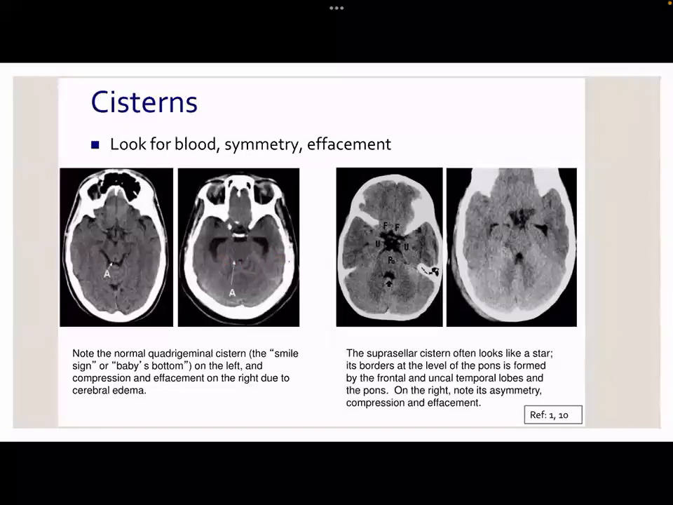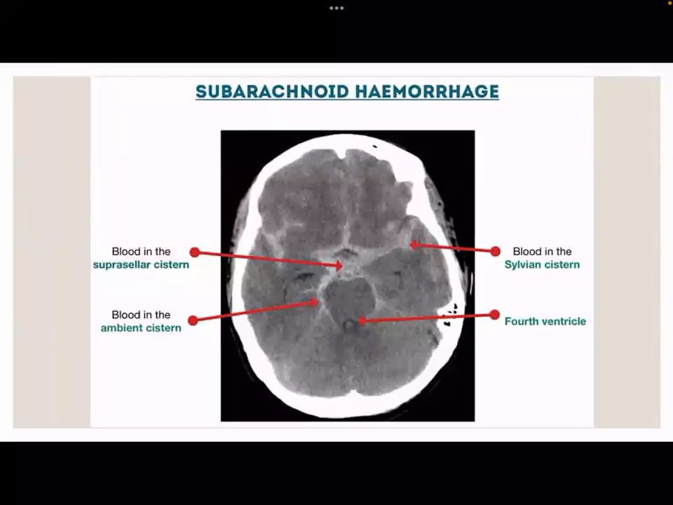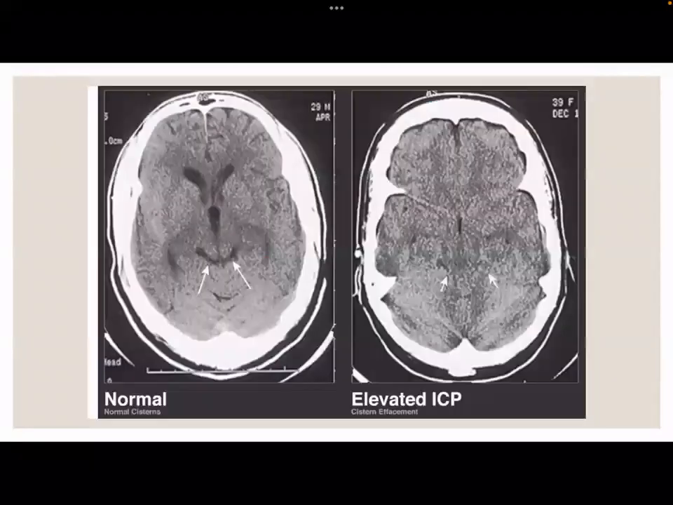Also, this is the suprasellar cistern, which normally has a star-shaped appearance. But on the right, we note the asymmetry due to compression and effacement of the cistern. Another example, subarachnoid hemorrhage: you can see blood within the suprasellar cistern, the ambient cistern, and also the Sylvian cistern.